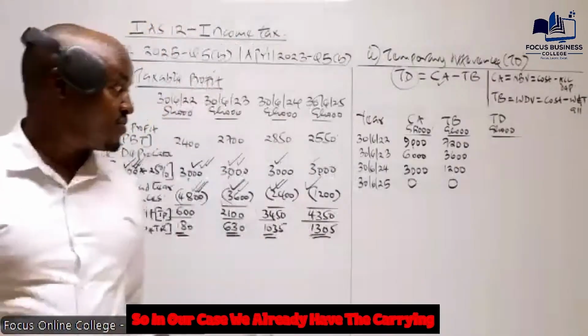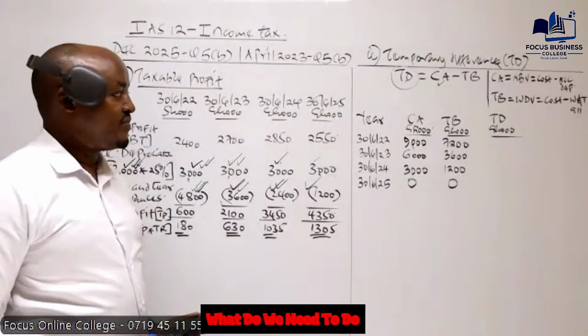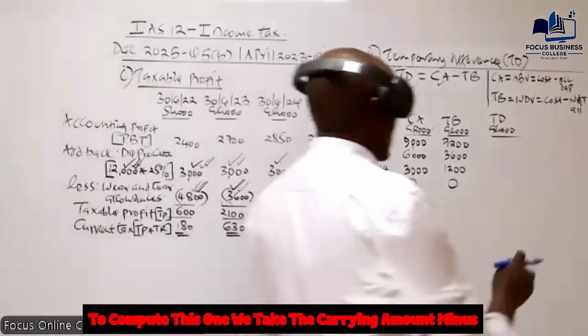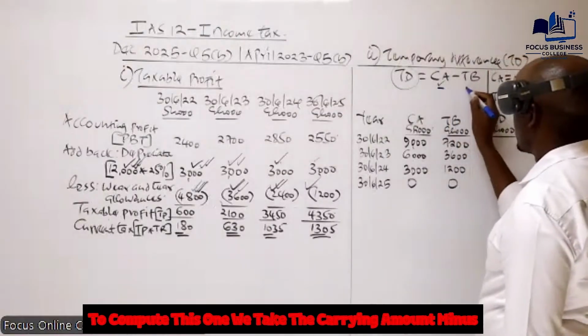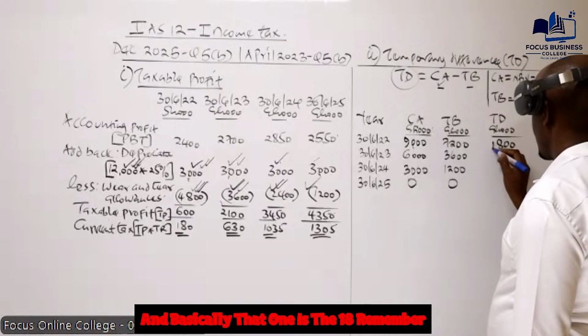So in our case, we already have the carrying amount. We have the tax base. Having that, then what do we need to do? We need to compute the temporary difference. To compute this one, we take the carrying amount minus tax base. So this minus that. And basically that one is the 1,800.